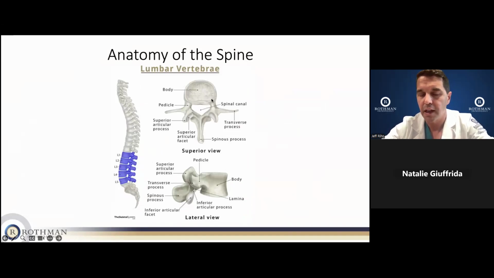This picture on the right is what a lumbar vertebra looks like. This is the bony part of your spine. It has a vertebral body in the front, and it has the lamina in the back, and then this is the spinous process. That's the tip that you can feel underneath your skin in the back.